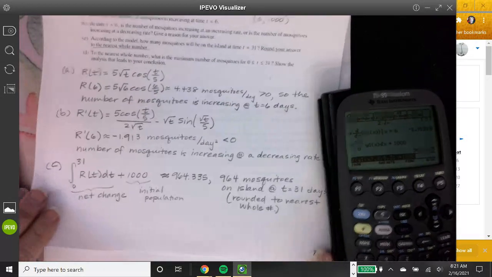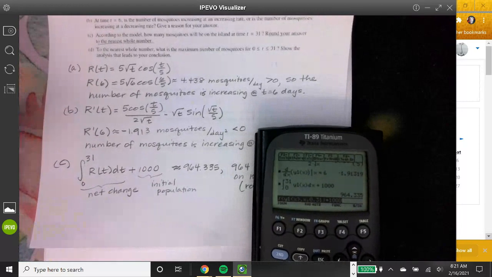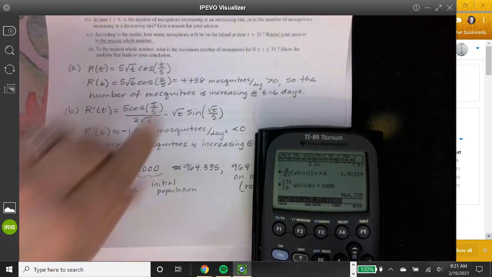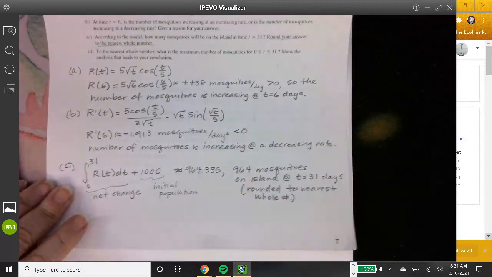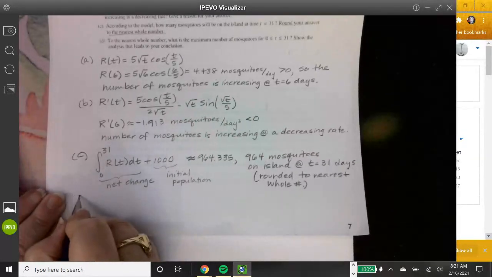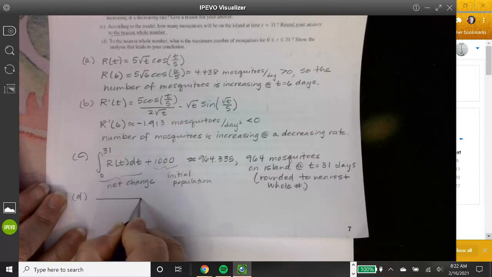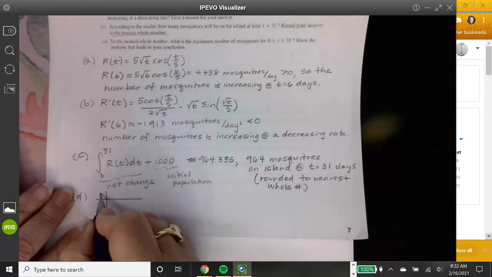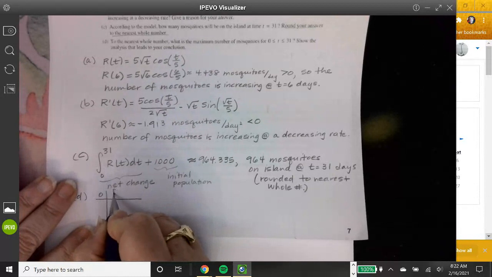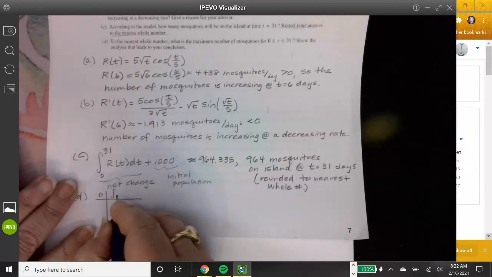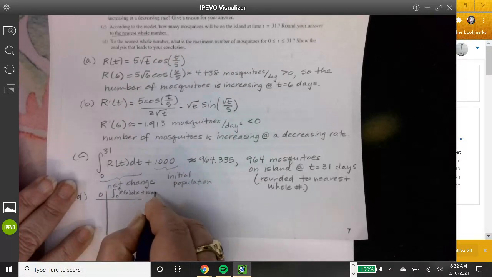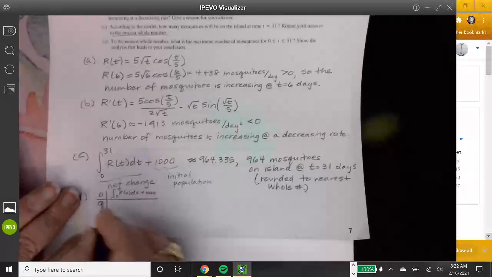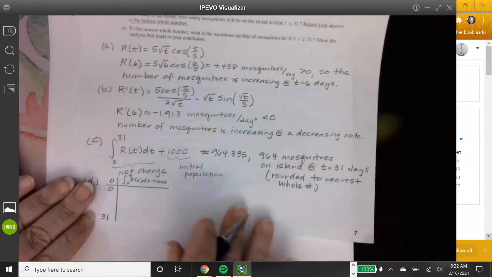All right, part D says, to the nearest whole number, what is the maximum number of mosquitoes from 0 to 31? All right, so maximum number of mosquitoes on a closed interval. So what does that require? I hope all of you all at once said chart, because you would be right. So that means I'm going from 0 to t of r of x dx plus 1,000, because that's the number of mosquitoes. And I know 0's got to go on here, and I know 31's got to go on here.